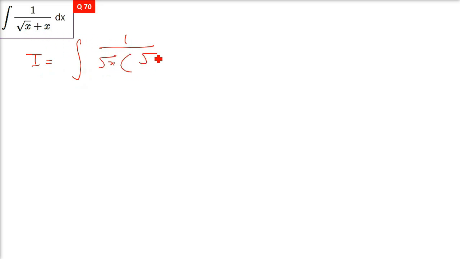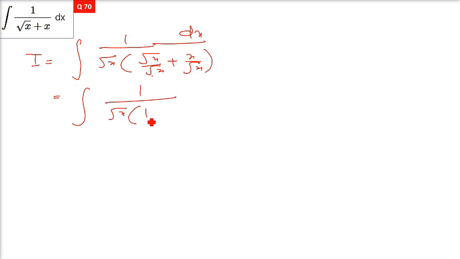Don't worry, just divide root x inside and then formulate what will be the denominator finally. So I'm dividing root x because I have multiplied root x in the denominator. So root x by root x will be 1, x by root x will be what? Multiply numerator and denominator by root x. So x gets cancelled and you have a root x.